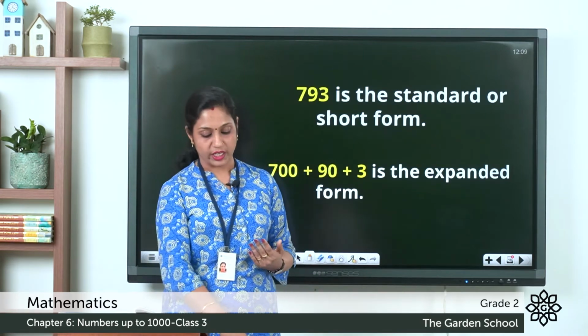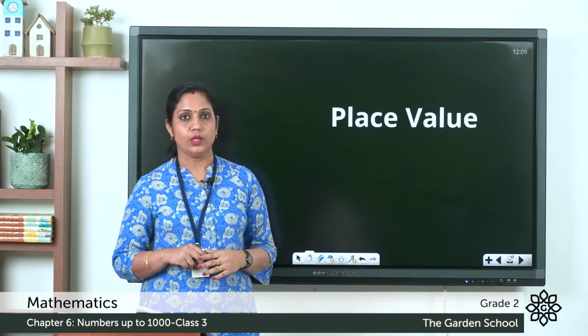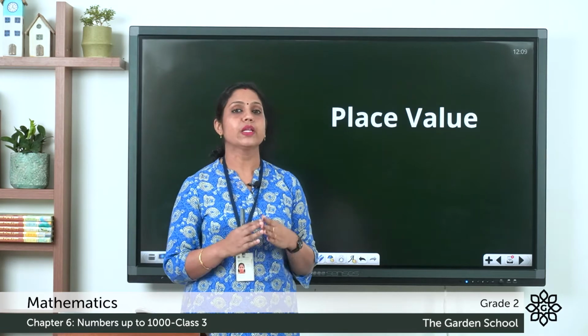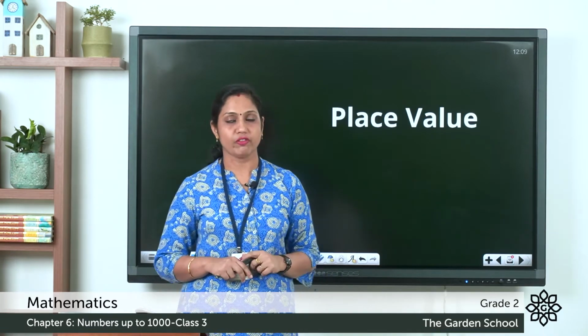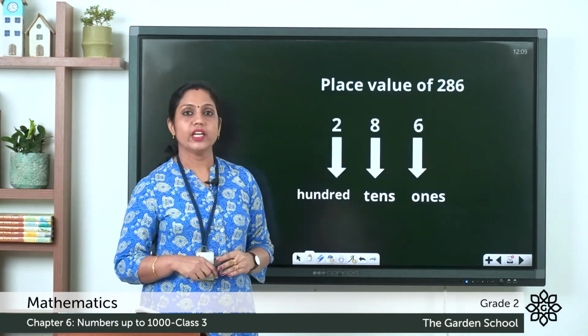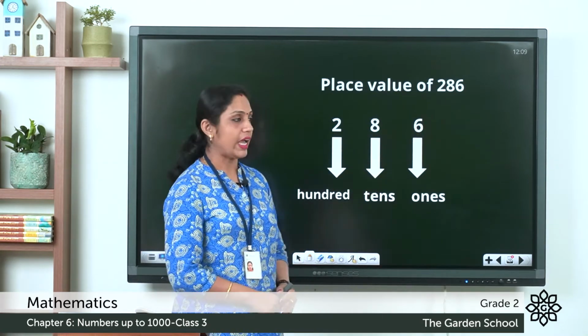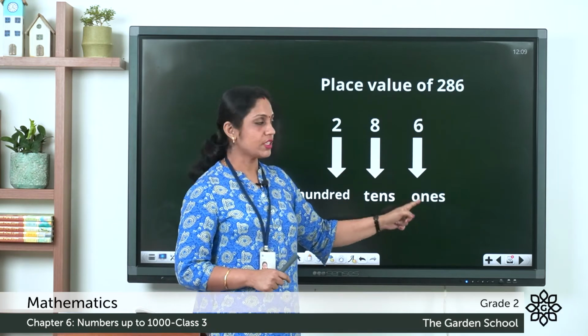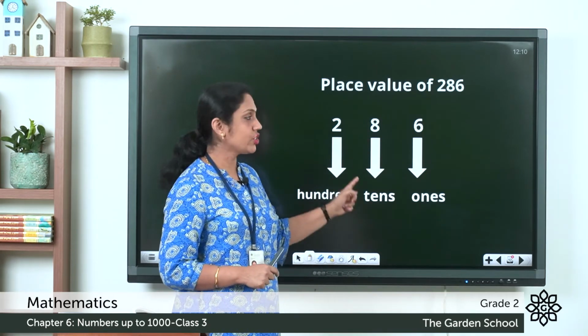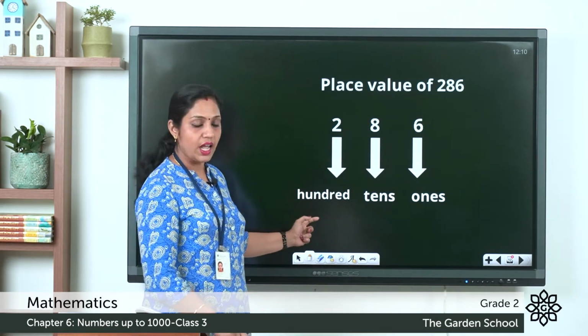Now let's move on to our next topic, place value. So what is place value? Place value is the position of a digit in a number. So here we have the number 286. So we have 6 in the ones position, 8 in the tens position and 2 here in the hundreds position.